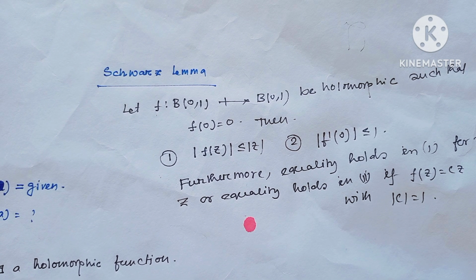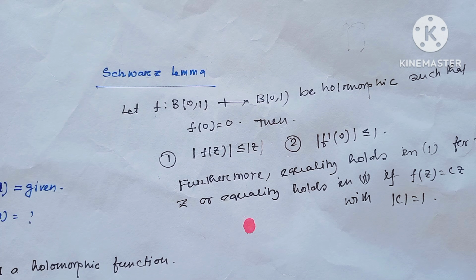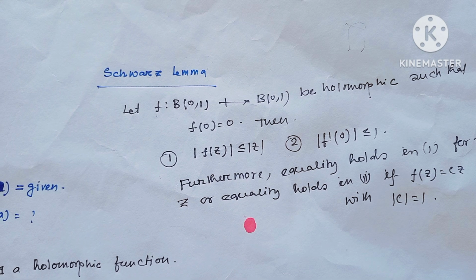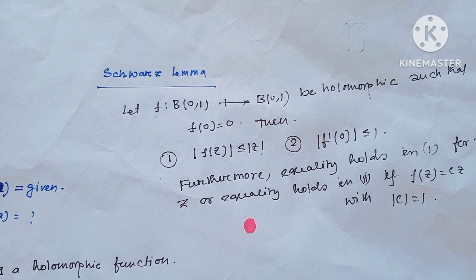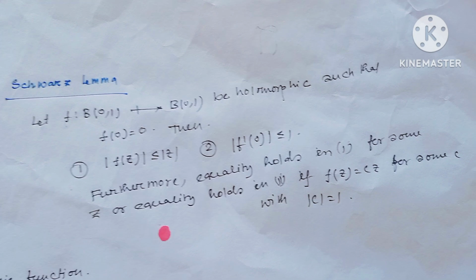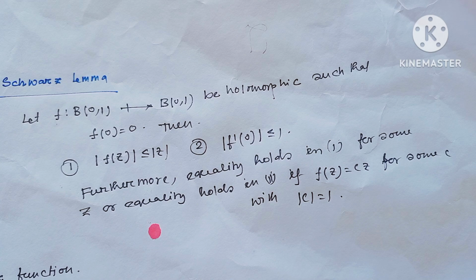Furthermore, if equality holds for some z, or equality holds in 2, then f(z) = cz for some c with the condition |c| = 1. I hope all my viewers have understood.